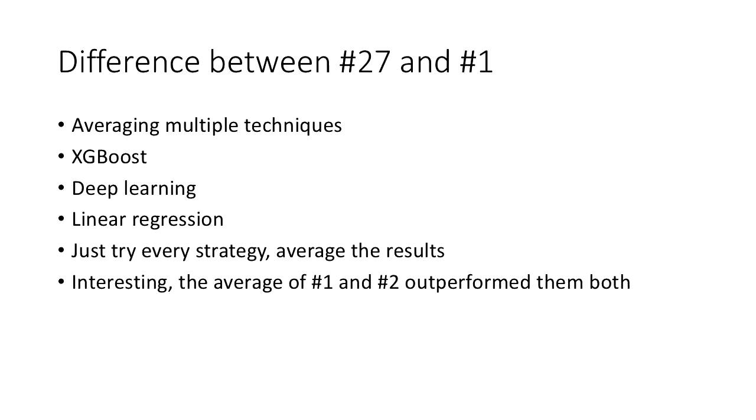Okay, so the difference between number 27 and number one was averaging multiple techniques. Interestingly, in this competition, if you took the number one result predictions and the number two result predictions and averaged them, you got better than the number one result predictions. So ensembling techniques are basically the answer to getting those last few percent, in terms of whether you should bother doing it or not, but you should do it after your feature engineering, probably.